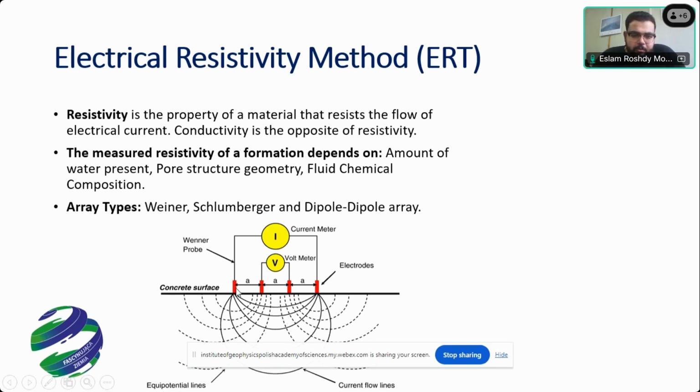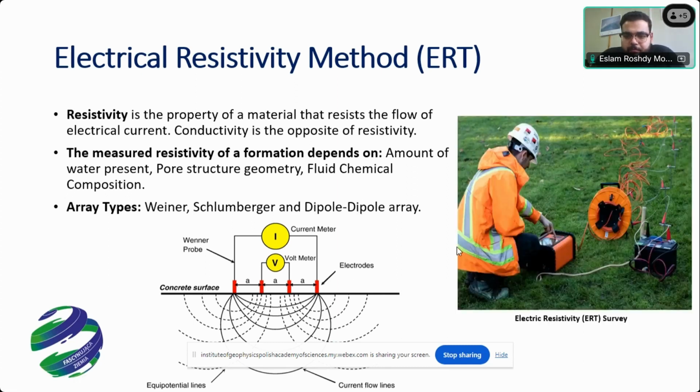ERT acquisition consists of electrodes set on the surface at a certain distance. This distance between electrodes defines the depth of penetration of the current field. These electrodes form an array, and there are three main arrays in ERT: Wenner, Schlumberger, and dipole-dipole array. And this figure is from the field for ERT acquisition, showing the device and these electrodes.